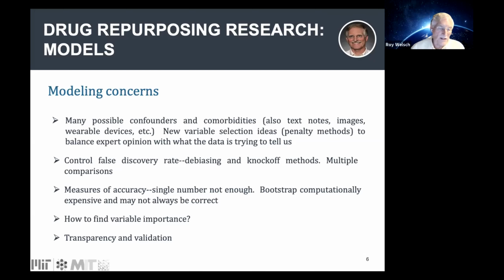And finally, transparency and validation. We have to have models that have as much transparency as we can possibly get, and are validated on other data sets and different situations. So doing that, I think, is very difficult. And with advanced machine learning models, transparency is definitely a difficult problem.